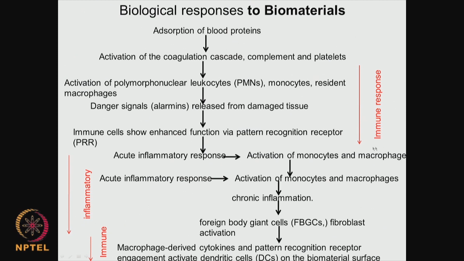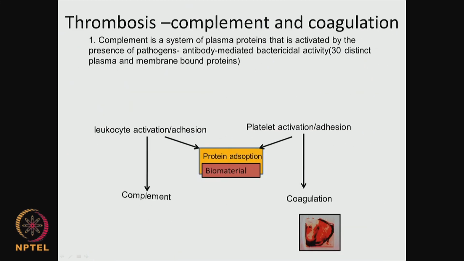So, we have the immune response to start with, then we have the inflammation which is acute and chronic happening, and then we have again the immune response, foreign body giant cells forming, fibroblast activation, macrophage derived cytokines. All these things start happening as the material is placed inside the system. This is the timeline of events, could be several hours here. So, let us look a little bit in more detail at each one of these items.